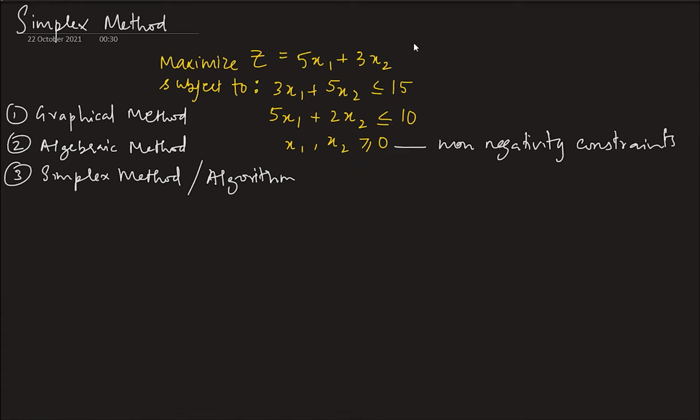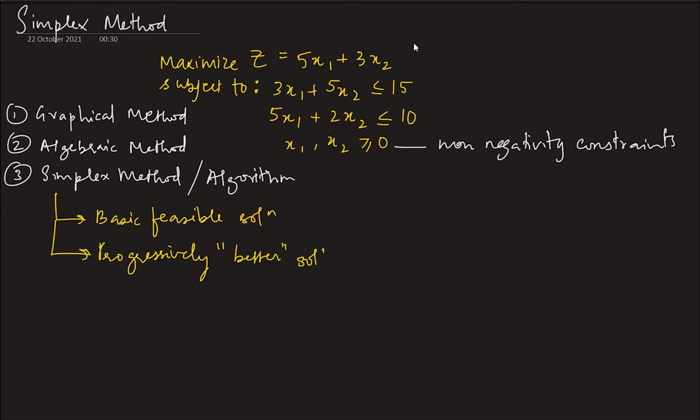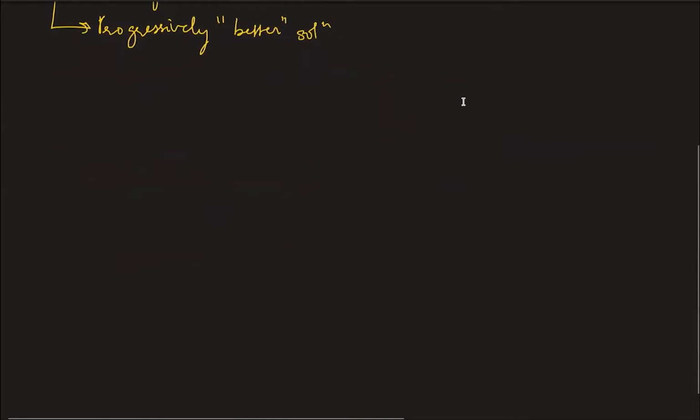And the good thing about simplex method is it only gives you basic feasible solutions and progressively better solutions. Now, what this means is that if the objective is to maximize, then with each iteration, the value will increase, right? So we begin the simplex method by making a tableau, which is as follows.